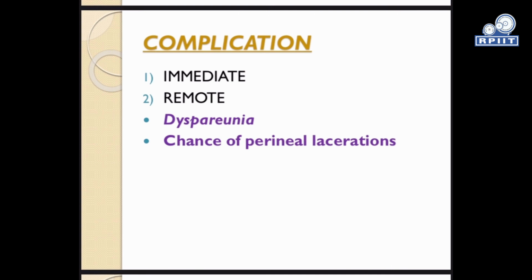Next is remote. Remote is of two types. First is dyspareunia. What is dyspareunia? Pain during intercourse is known as dyspareunia. Why do we feel pain during intercourse? It is due to a narrow vaginal introitus, which may result from faulty technique of repair or due to painful perineal scar. Next is chance of perineal lacerations in subsequent labor if not managed properly.